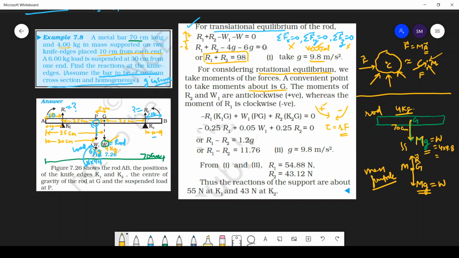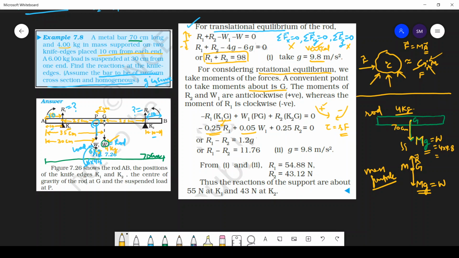So what is the distance? R1 is 10, so K1G will be 25. This whole rod is 70, so this mid is 35. Take 10 out, so you're left with 25. So this R1 is the force and the point we are taking as K1. So K1G is 25. And students, all the units we are supposed to take in SI units. So this is in centimeters, that is equal to 0.25 meters. Now second is W1. So same r into W. So that's 0.